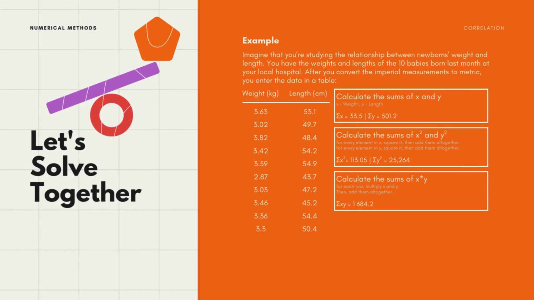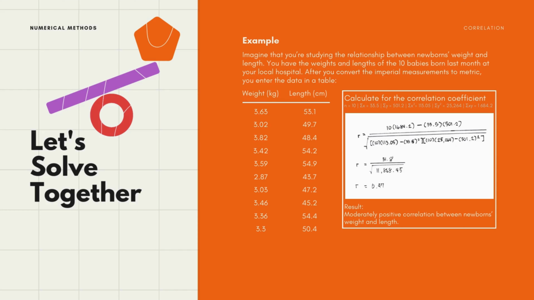The last value we need is the sum of x times y. For each row, multiply x and y, then add them all together. Doing that, we get 1,684.2. For now, take note of those values as we move on to the next slide.